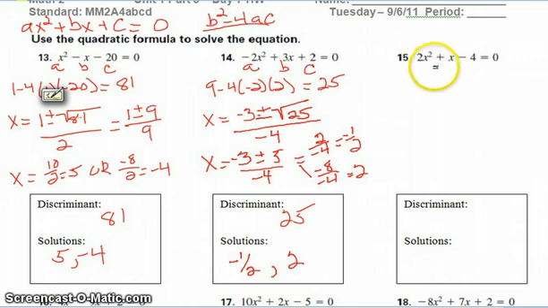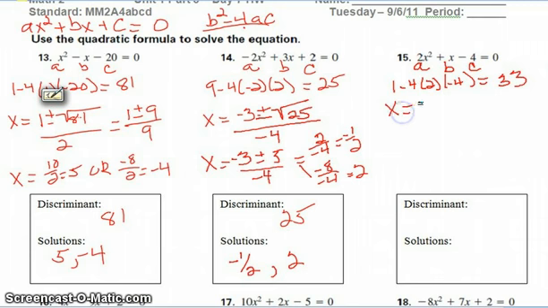All right, last one that we'll do together. Our a is 2, our b is 1, our c is negative 4. So if we calculate our discriminant, b squared minus 4ac, it would be b squared, which is 1, minus 4 times 2 times negative 4. Calculate that out, that's 33. So plug that into our quadratic formula.